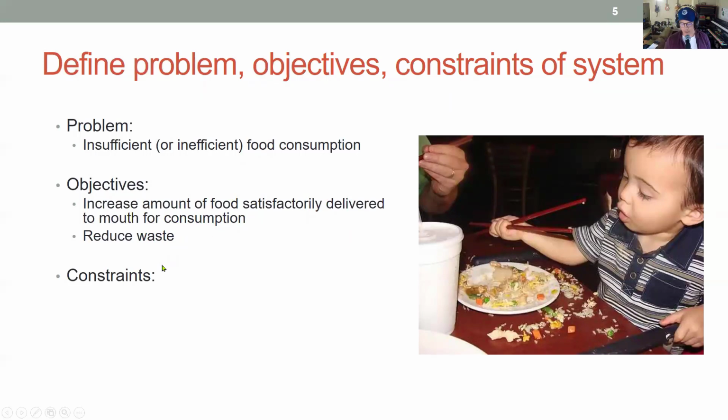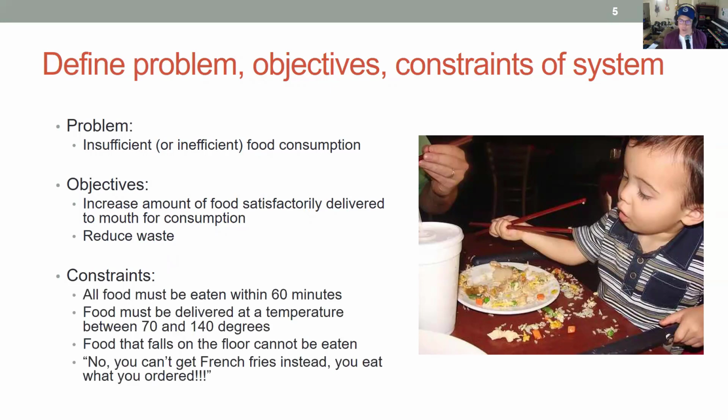Constraints. So we have to bound our reality now. We have to give ourselves the boundary of our sandbox, right? And I'm talking about all kinds of different assumptions and considerations. So all food must be eaten within 60 minutes. I'm just spitballing, but food must be delivered within this range. Food that's on the floor cannot be eaten. No, you can't get something else. This is what you ordered. You're going to eat this. Okay. So that defines the boundaries so that we couldn't say, oh, we can satisfy this system by just going to McDonald's across the street, getting French fries. Right. So, all right.